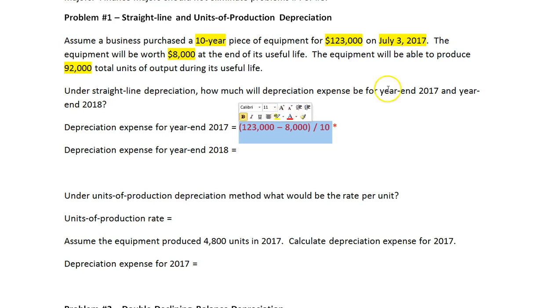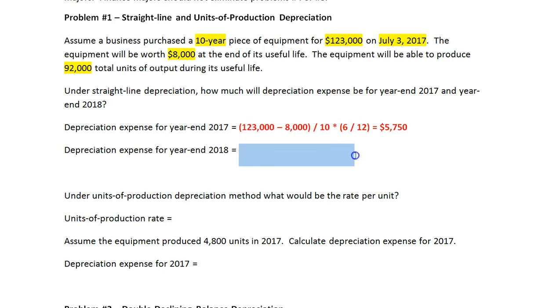The next part is just for the fraction of the year. If we count this, January, February, March, April, May, June, that's 6 months. So we didn't have it for the first 6 months, but we're going to have it for the last 6 months. So we're going to multiply it by 6/12. Alright, for 2018 it's very simple. It's just this initial part here. It doesn't need the fraction of the year multiplier on it because it's going to be for a full year.